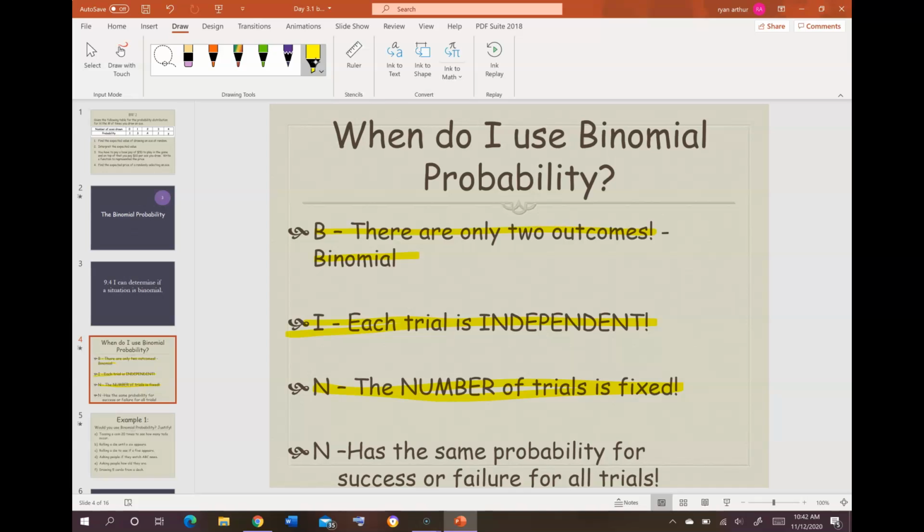And then the last N has to have the same probability for success or failure for all the trials. Well, that kind of goes with the independence one. Okay, they're kind of almost the same. Your probability has to be the same. So like every time I flip a coin, I have a 50% chance of getting heads every time, okay? That's what I mean by that.